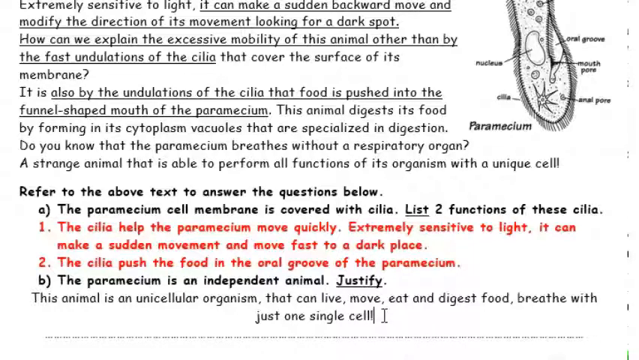So again, paramecium is a unicellular organism. It is a microorganism with one cell, and it has everything in its cell to move, to digest food, to breathe. That's it. It is an independent animal, independent organism.